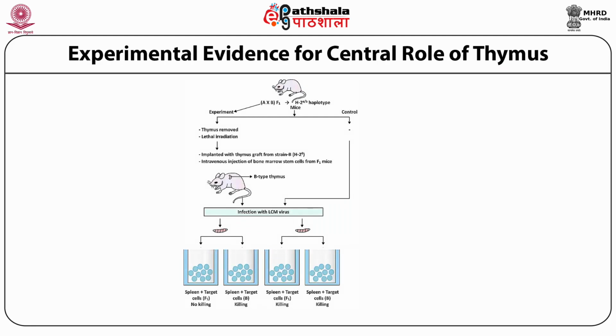Early evidence for the role of the thymus in the selection process of T cells came from chimeric mouse experiments by Zinkernagel and his colleagues. These researchers implanted thymectomized and irradiated A into B F1 mice with a B-type thymus and reconstituted the animals' immune system with an intravenous infusion of F1 bone marrow cells.